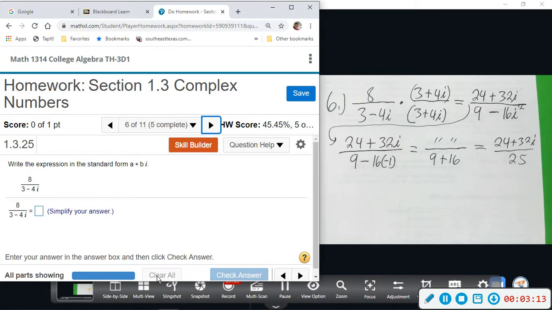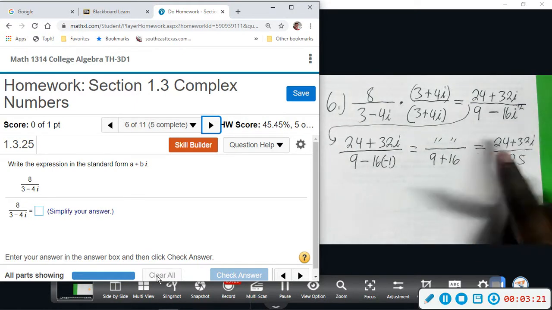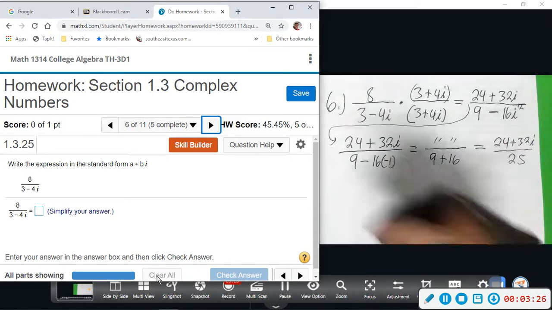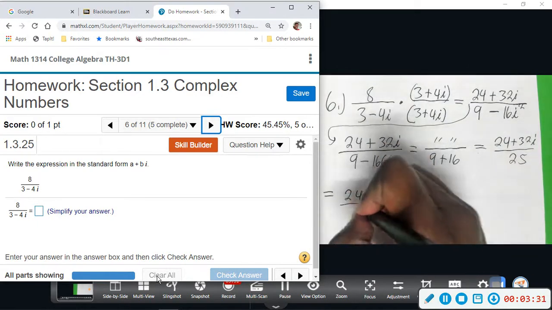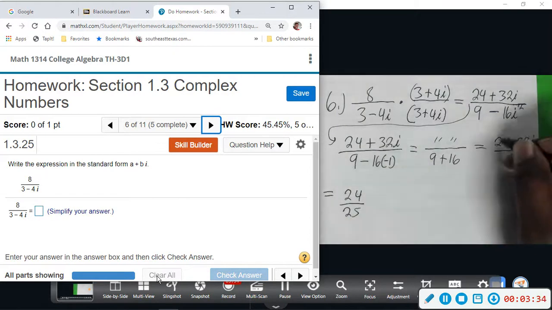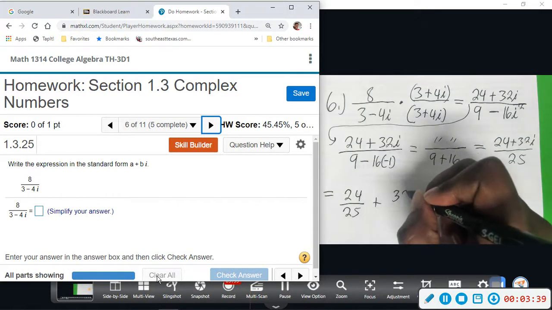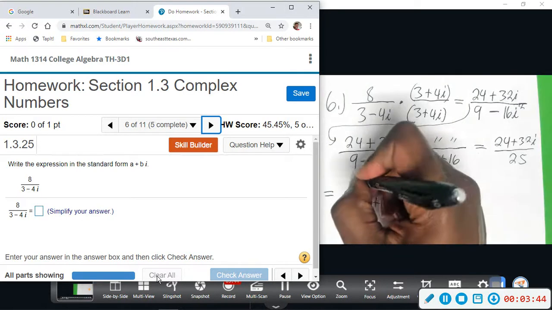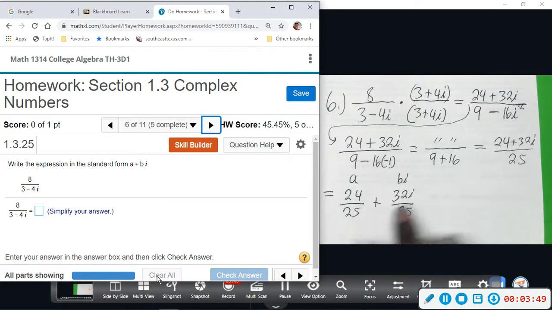Okay, so to put this in standard form, remember we have to have the real number part and then the imaginary part. Right now we have it all as one fraction. So since both of these numbers are being divided by 25, we can just write it separately. So this will be your final stage. This will be 24 divided by 25, and then plus, since we have positive in the middle, 32i divided by 25. So this is your a, this is your bi. Sometimes they just write the i at the back, but that's okay.